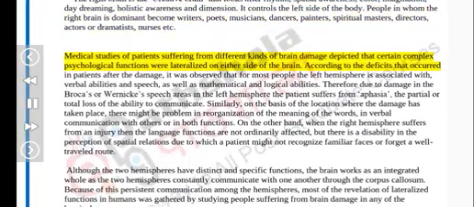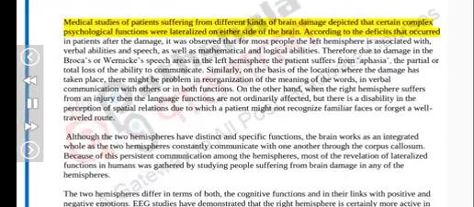Medical studies of patients suffering from different kinds of brain damage showed that certain complex psychological functions were lateralized on either side of the brain. According to the deficits that occurred in patients after the damage, it was observed that for most people the left hemisphere is associated with verbal abilities and speech, as well as mathematical and logical abilities. Therefore, due to damage in the Broca's or Wernicke's speech areas in the left hemisphere, the patient suffers from aphasia, the partial or total loss of the ability to communicate.